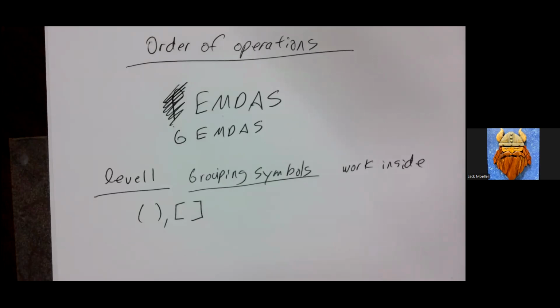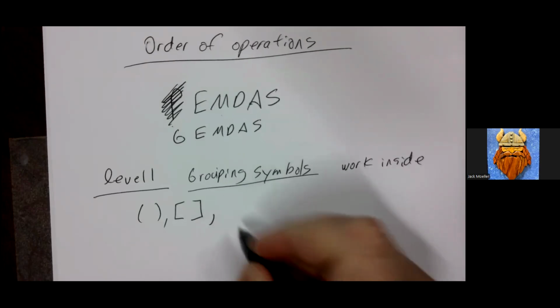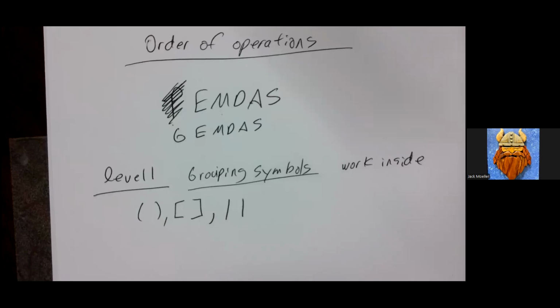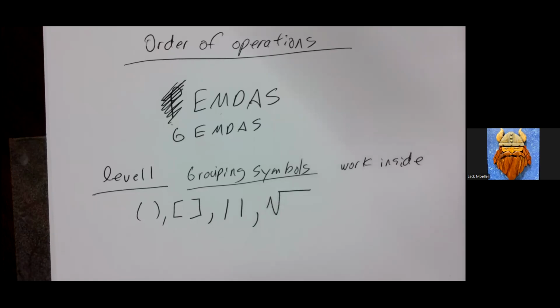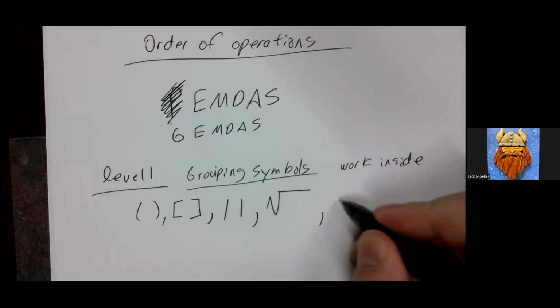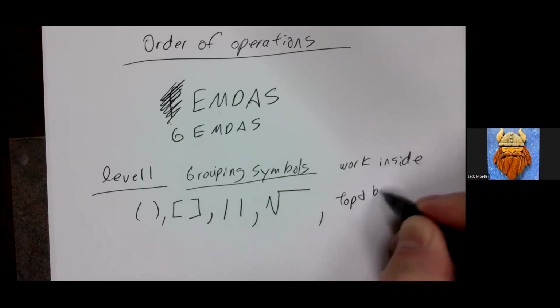But we have a lot of other grouping symbols. If you've done your homework for the integers, you know what that is, absolute value. So that works as a grouping symbol. So you have to do everything inside that first. Something that we'll cover a little bit later. Square roots, cube roots, you work inside the root there. Top and bottom of fractions.